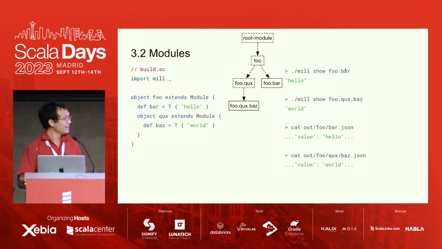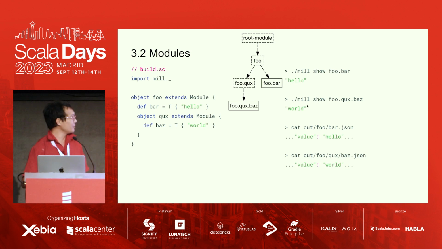And you can see that the output goes directly to disk following the same pattern. So out/foo/bar.json, out/foo/quux/baz.json. So this example is trivial. We're not doing any interesting logic here. But the purpose is to illustrate how Mill's core module data structure works.